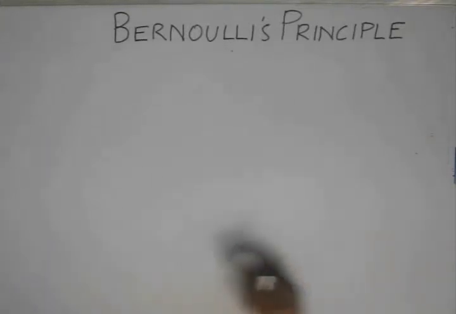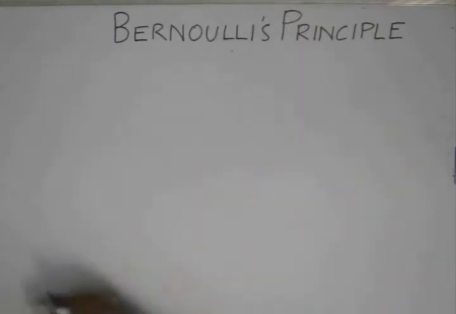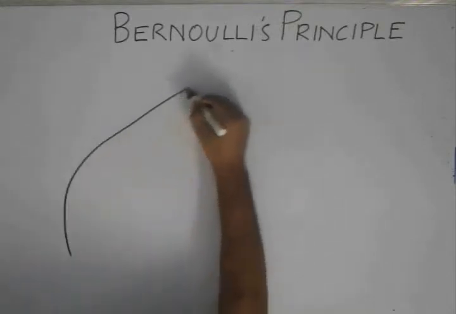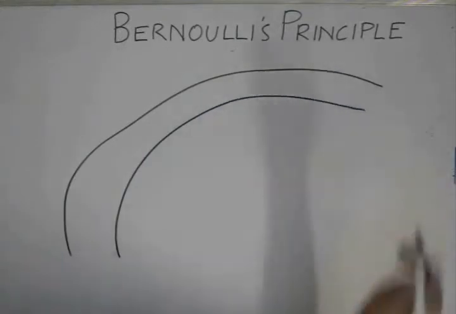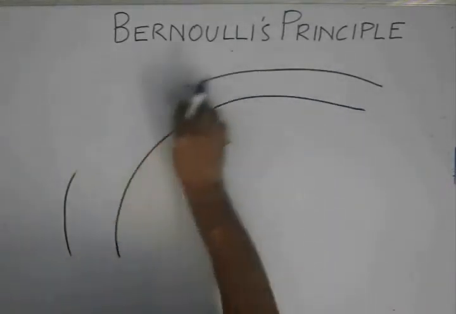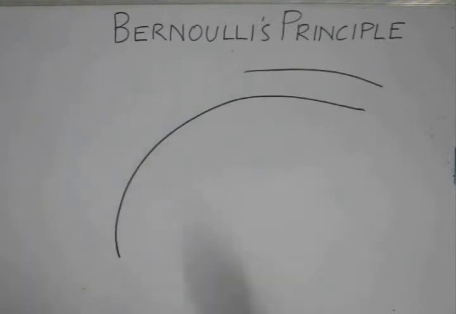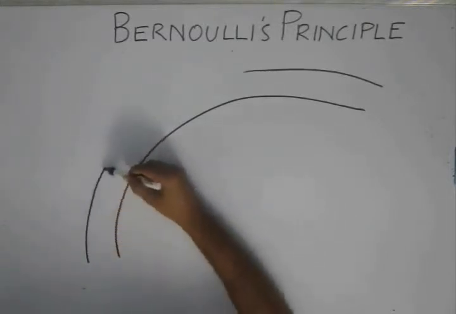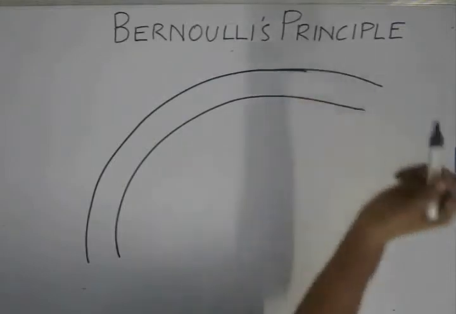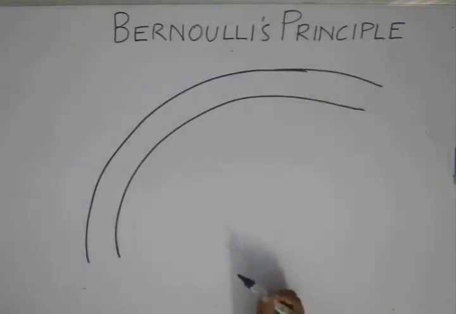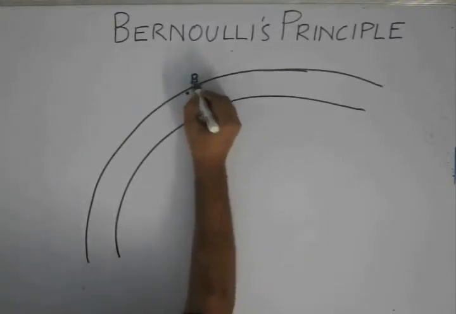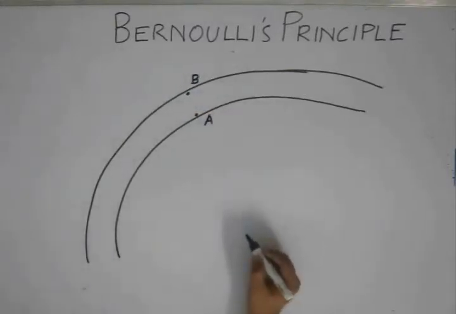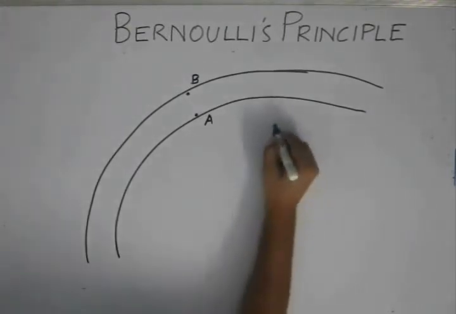Let us look at another simple concept. Let's say we have a pipe like this. It is bending at this juncture. Let me draw a uniform cross-sectional area of this format. Let us consider 2 points at the bends. Say this is B and this is A. This is a horizontal pipe.